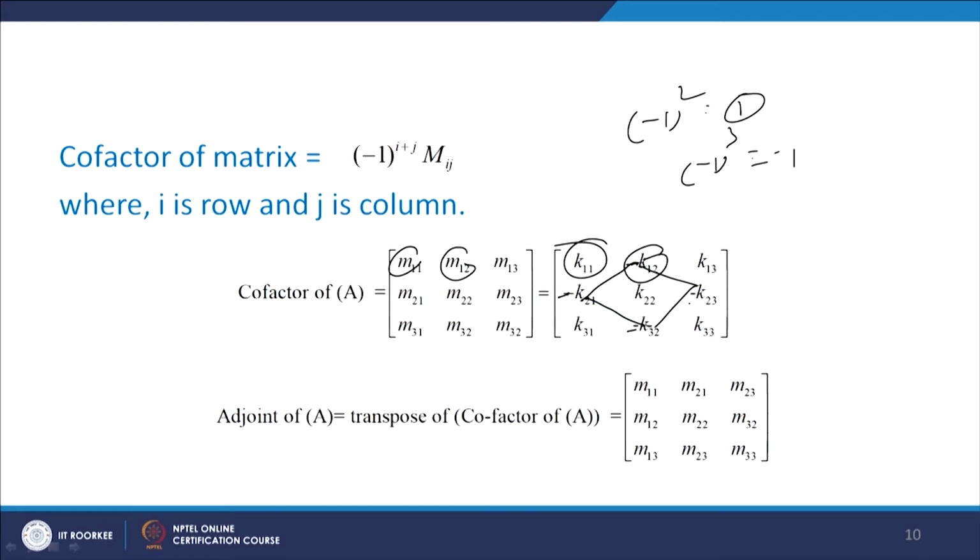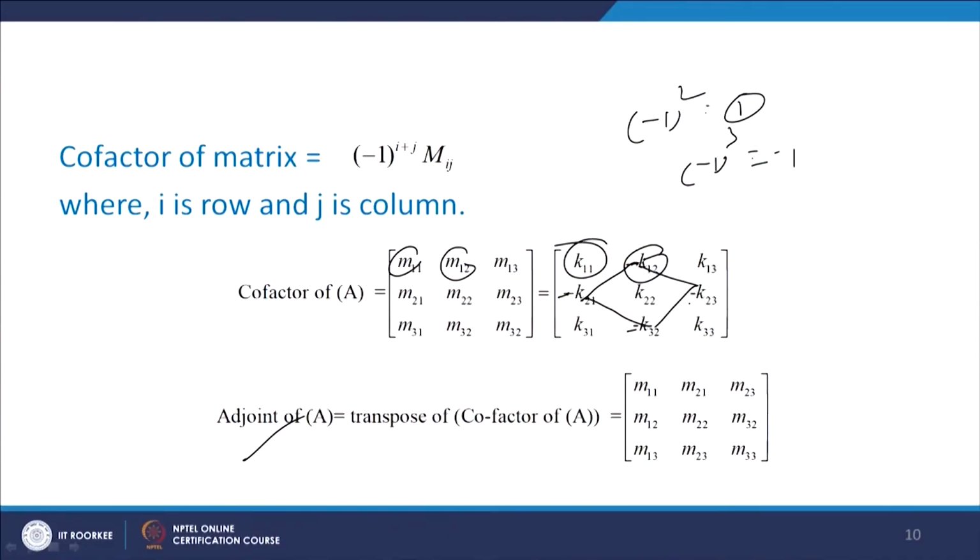these particular elements have negative signs, and the others all have positive signs. And therefore, what we want, the adjoint of A, is nothing but the transpose of the cofactor of A. That means, once we get the cofactor of A by this arrangement, what do we do? We have to make the transpose of the elements.